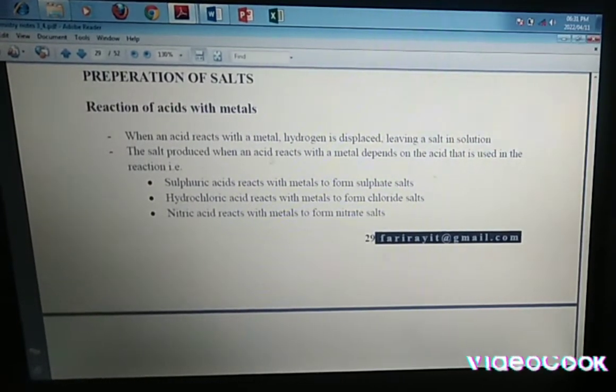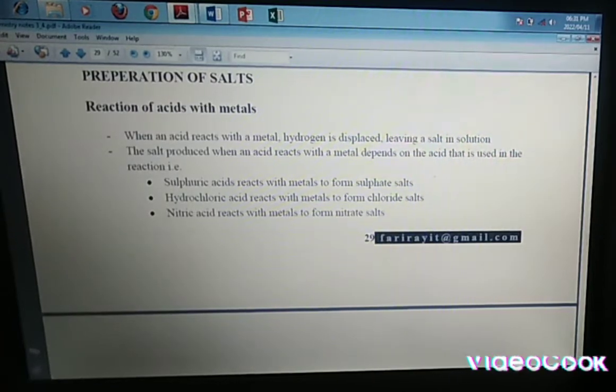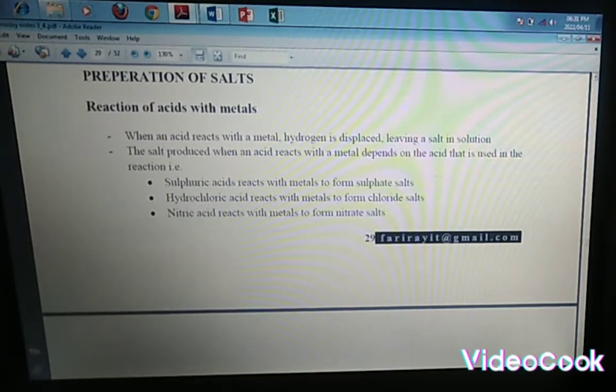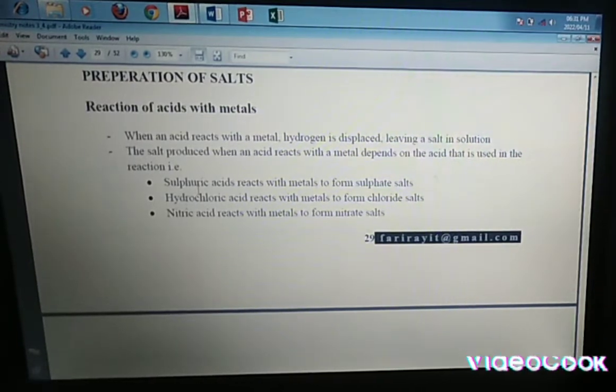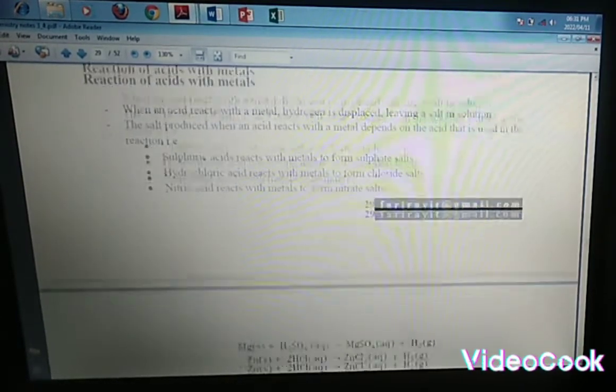So the salt produced when an acid reacts with a metal depends on the acid that is used. Meaning when we use hydrochloric acid, we are going to have chloride salts. When we use sulfuric acid, we are going to have sulfate salts. When we use nitric acid, we are going to have nitrate salts, right?